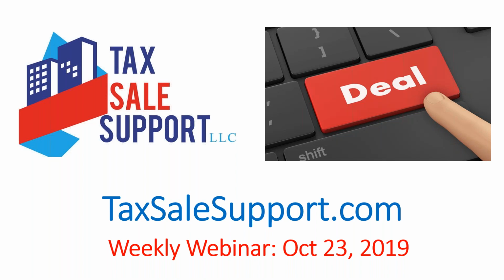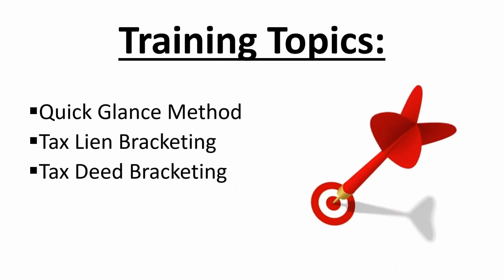Excited to be here, and of course we do these each week and try to tackle a different topic each week. Today we're going to be talking about reading tax sale lists and how to review them, and bracketing tax liens and deeds. These are all tools that I think you basically have to utilize in order to get through tax sale lists, but they're also things that can help you get through them faster.